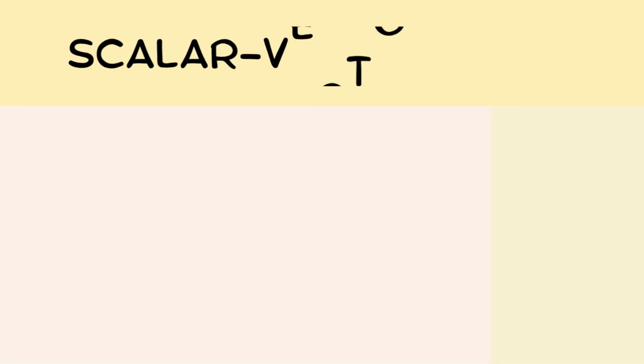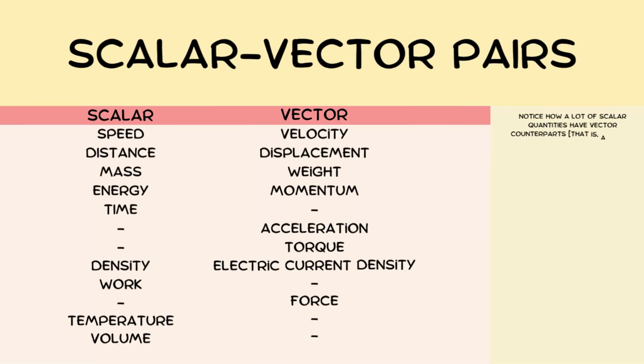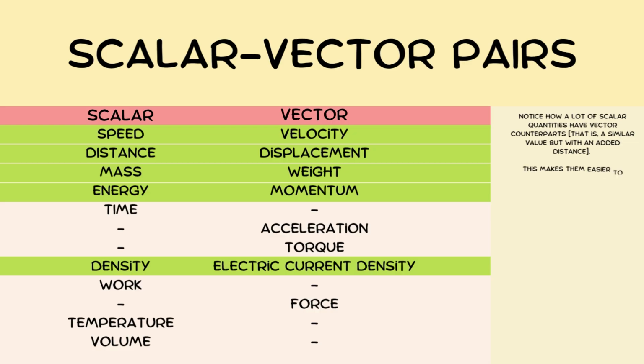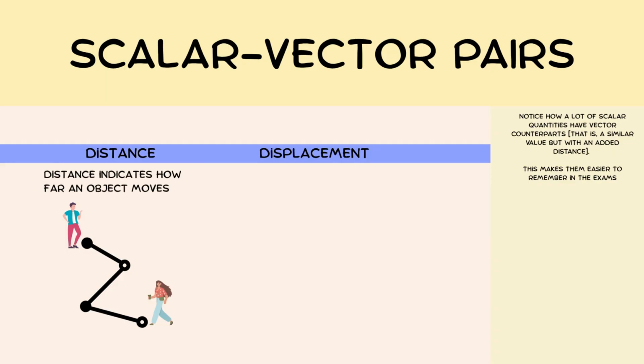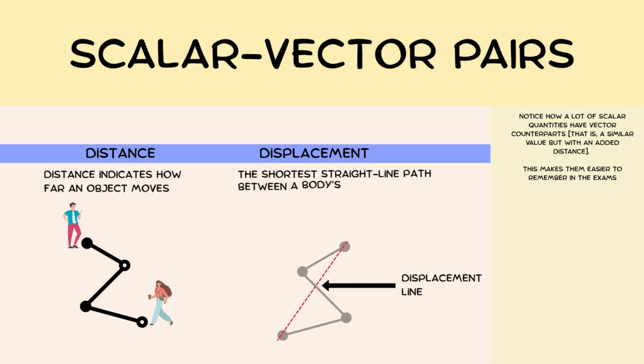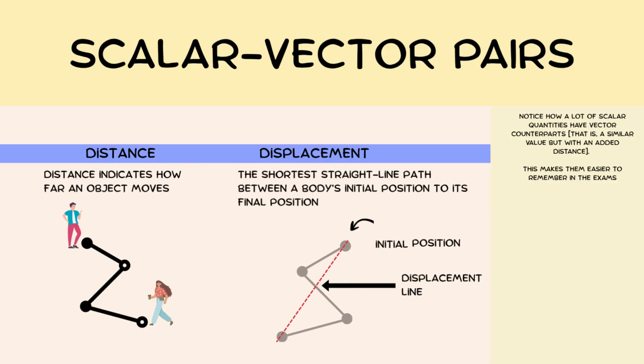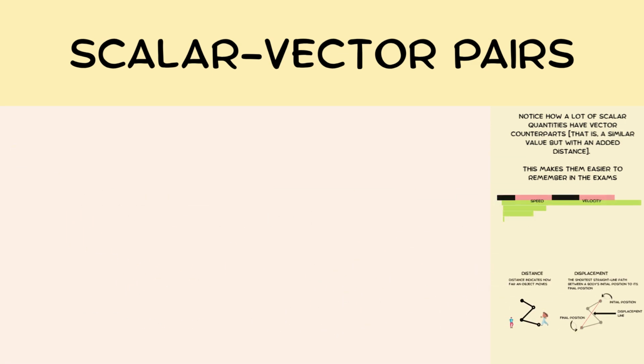What we quickly notice is that most scalar quantities have vector counterparts which are easy to distinguish. The most common pair of quantities is distance and displacement. Distance is a scalar quantity as it indicates how far one moves from the starting point. On the other hand, displacement is a vector quantity as it shows the shortest straight line path between a body's initial position and its final position.